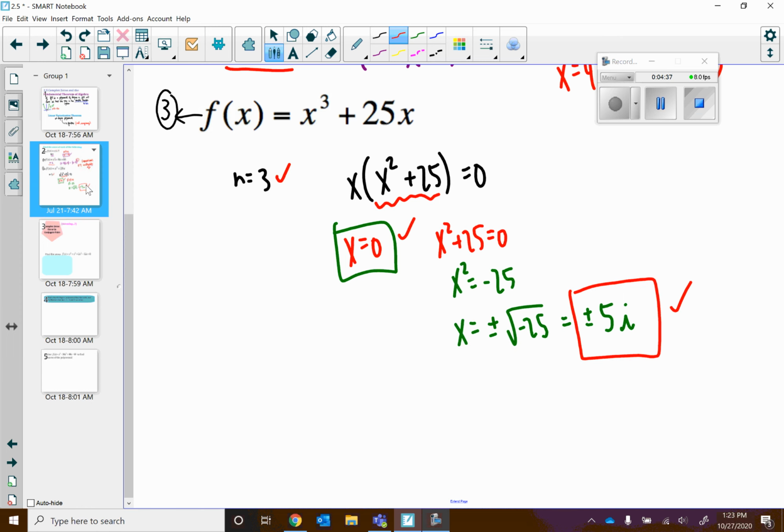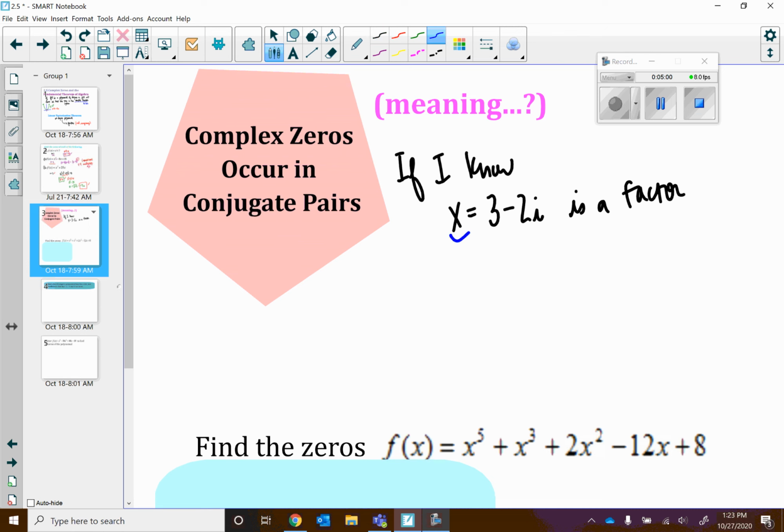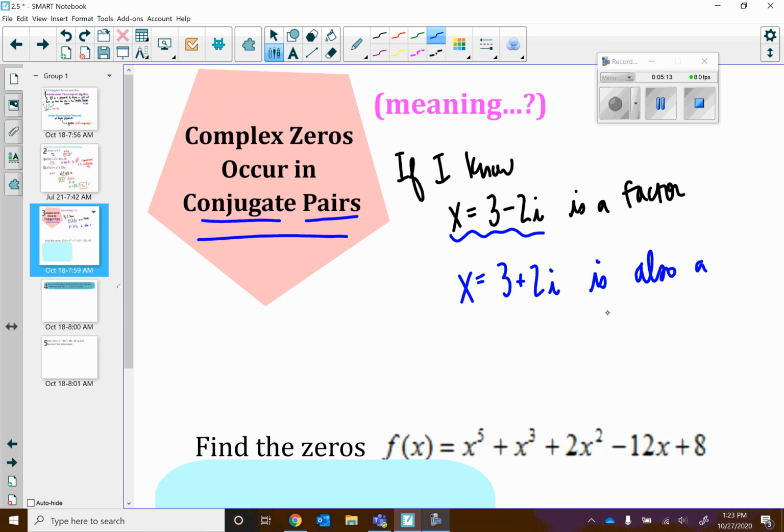Then the last thing for the notes that I want to give you today is the statement that complex zeros occur in conjugate pairs. What does this mean? It means if I know that x equals 3 minus 2i is a factor, well, its conjugate pair must also be a factor. So then I would know x equals 3 plus 2i is also a factor.